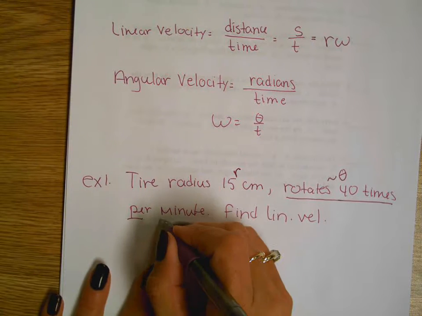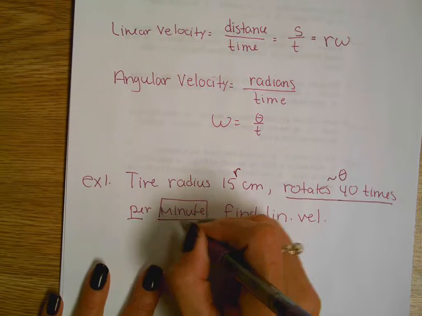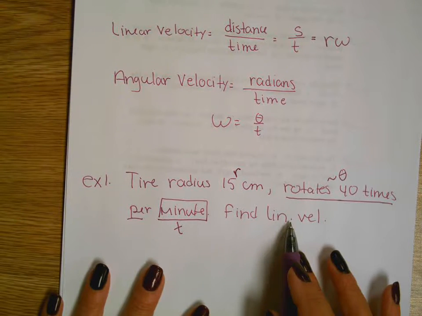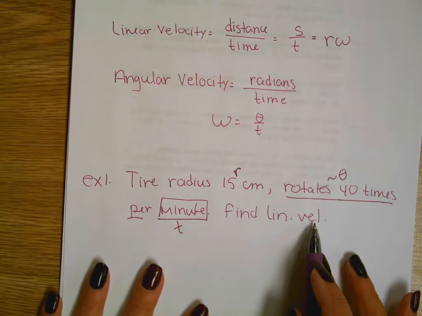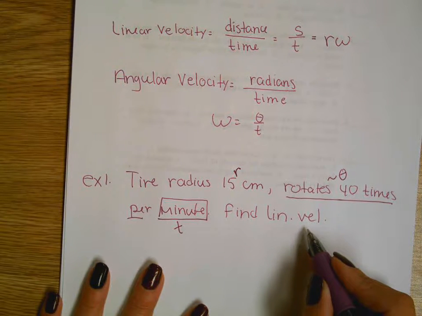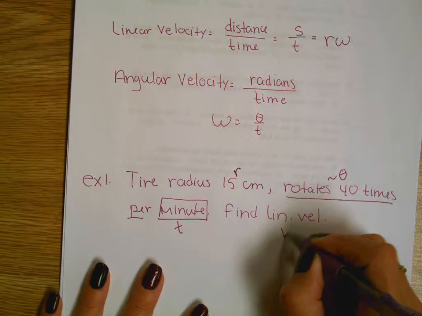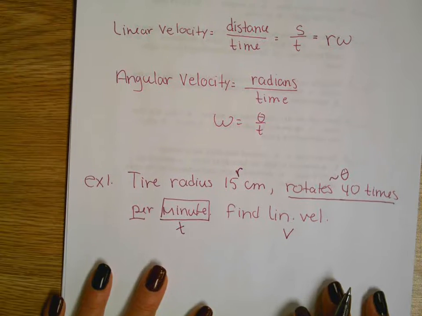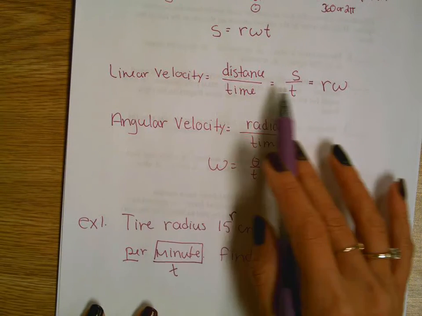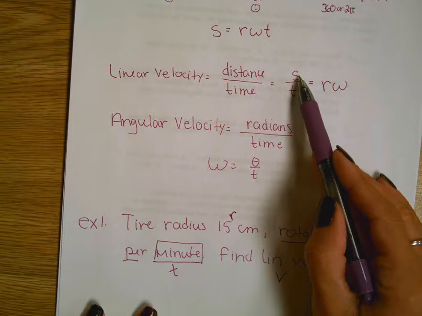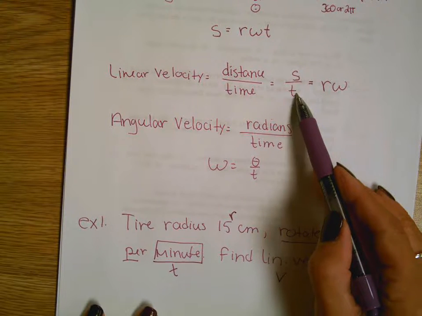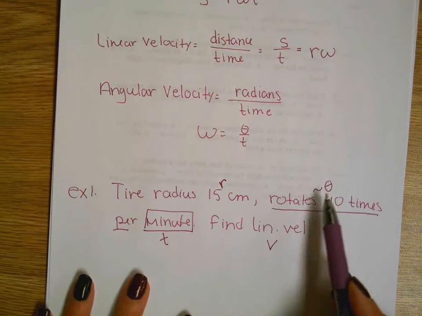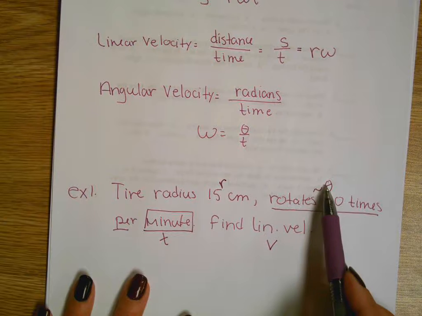Then we got per minute, so 1 minute is our time. And then we're finding linear velocity. What symbol is linear velocity? Big V. So, if we look at linear velocity, do we have enough to find the s? And do we know the t? Well, the s requires us knowing the angle measure and r. And we have that, angle measure and r. Well, we're going to have the angle measure.